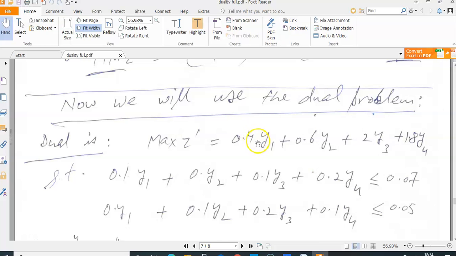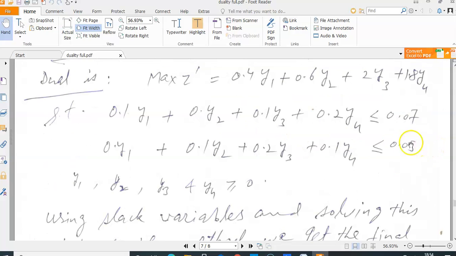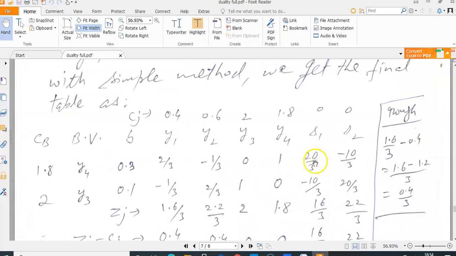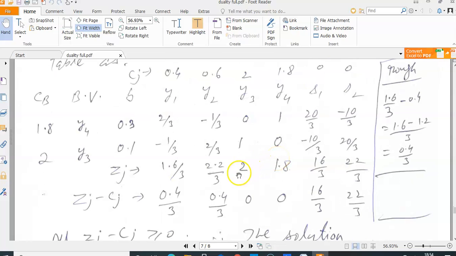This is 0.4 y1, 0.6 y2, and so on, subject to the constraints. Now we have only two constraints, and both are of less than or equal to type. Very simply, we can use slack variables and solve with the help of the simplex method. We get the final table as given below. Here we have CB, basic variables, value of the basic variables, y1, y2, y3, y4, s1, s2. All these are the variables.